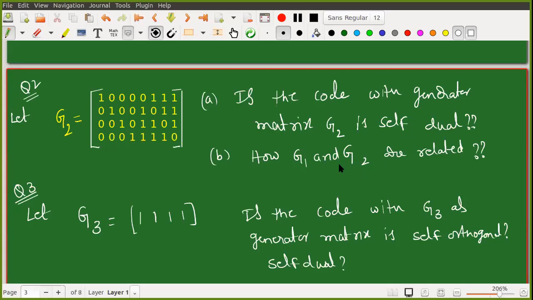So how are G1 and G2 related? Pragati, you told, can you repeat? Sir, the last column is the parity check of the row. Okay. So now what is the weight of each word? These 4 words at least here. First row, 4, second row, 4, third row, 4, fourth row, 4.